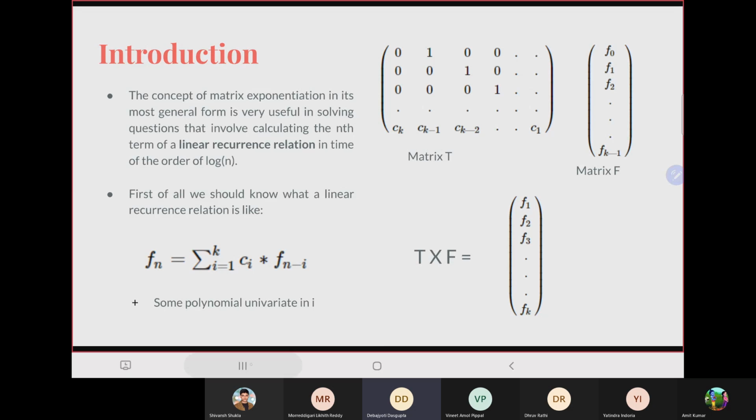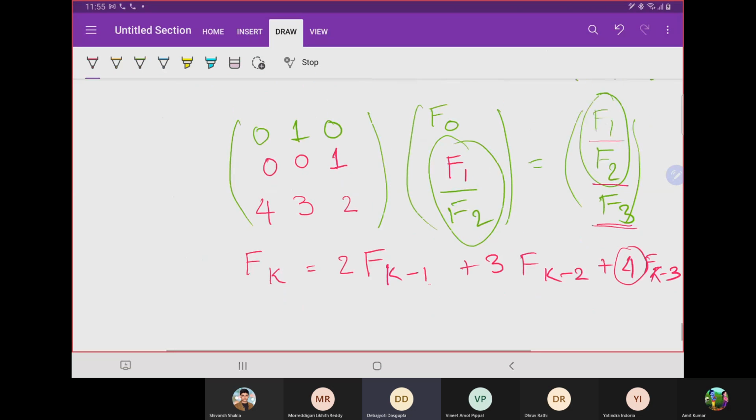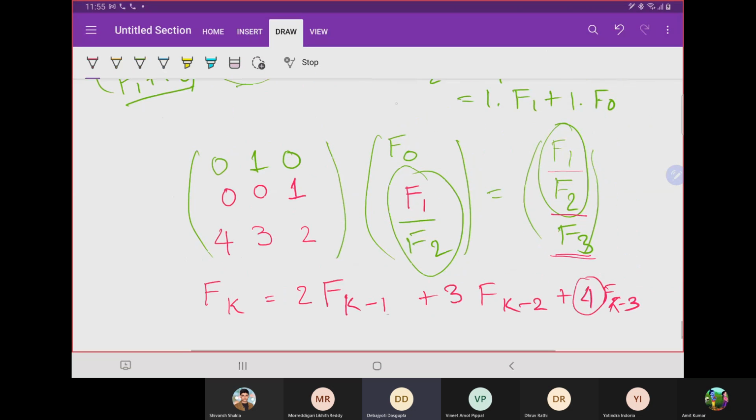So what I can do now is write this matrix as F0 and this as F1. Any doubts?